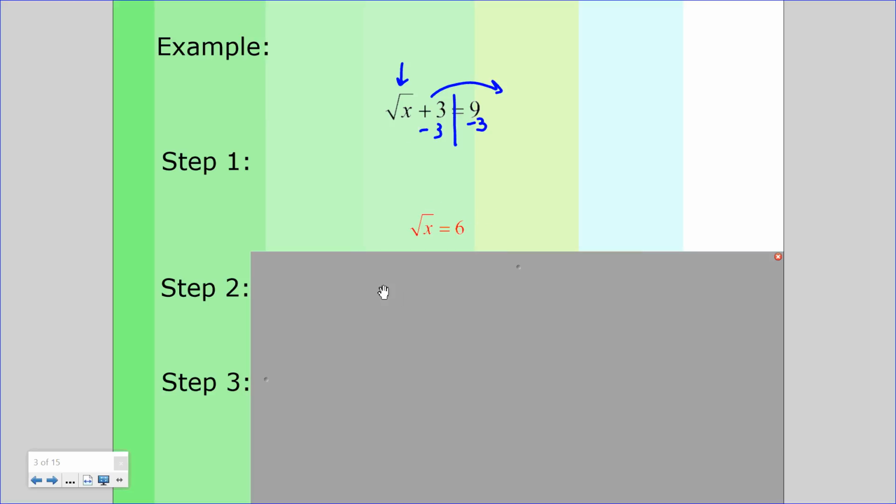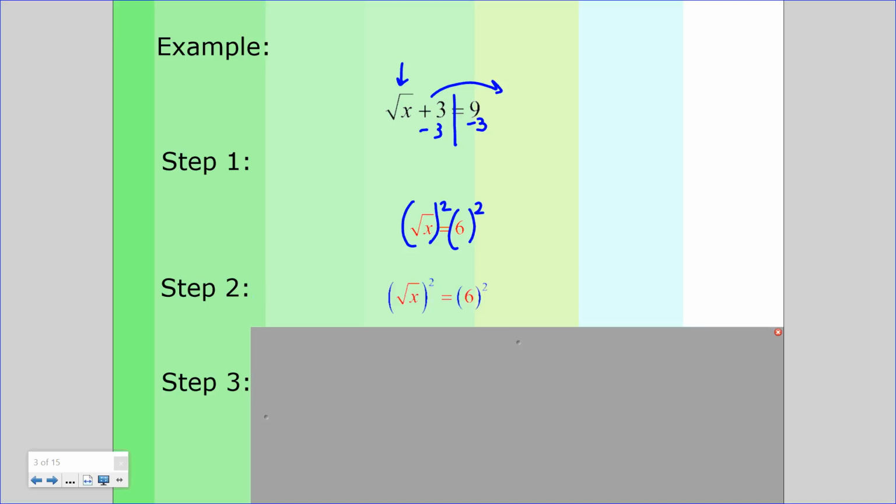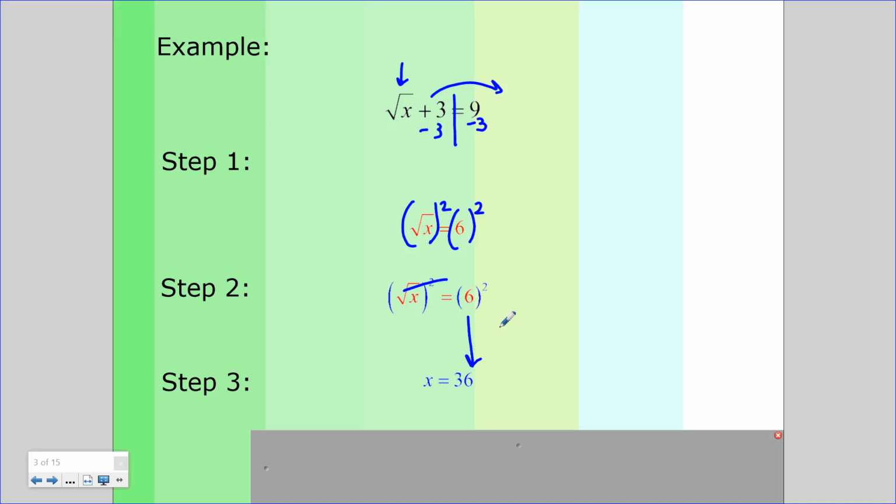At this point, step 2 is to square both sides. So I will square that one to undo the square root and square the right. Whatever you do to one side, you must do to the other to maintain the equality. So the square root of x squared will just be x, and 6 squared will be 36. So x's value is 36.